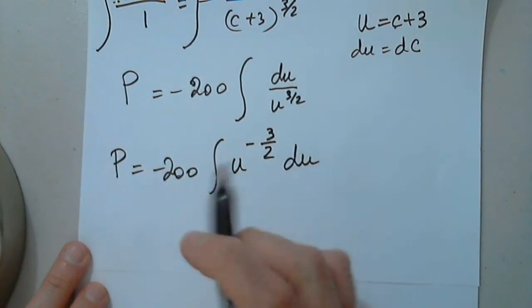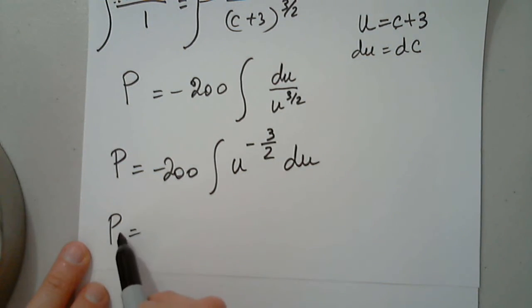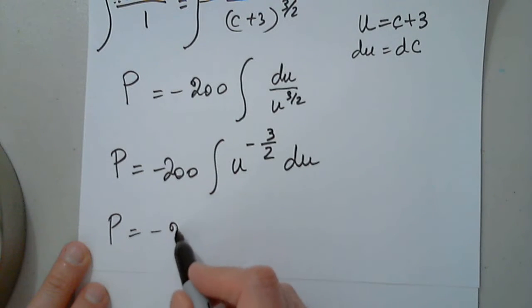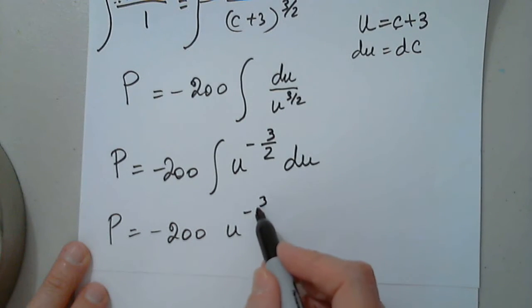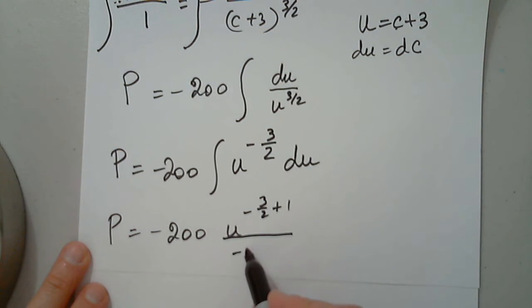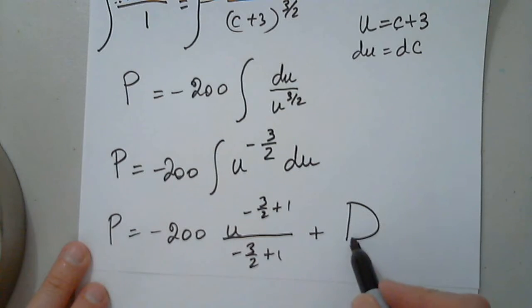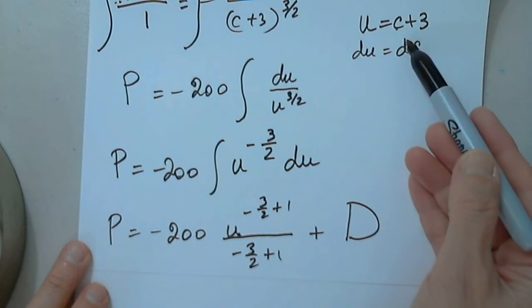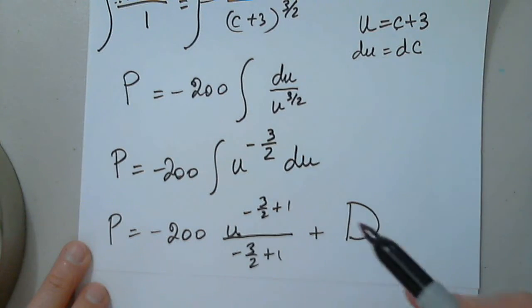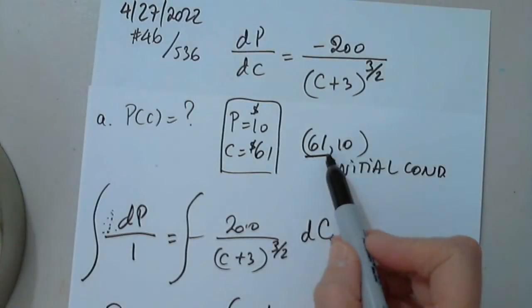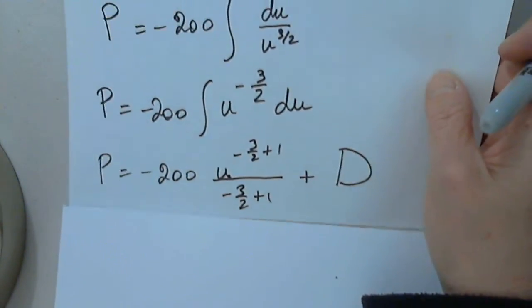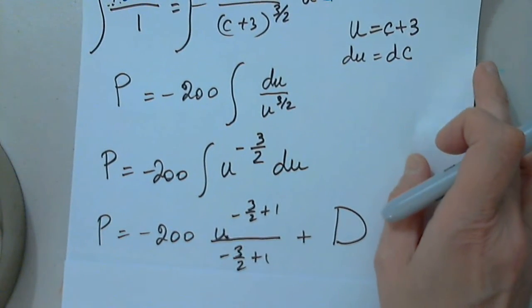Finally, I'm integrating this. So p equals, not yet in terms of c, because I'm not going to put the independent variable in yet. So u to negative 3/2 plus 1 over negative 3/2 plus 1, plus a constant d. I will flip this after I calculate. I will replace u by c plus 3, and I will determine the constant based on the initial condition. Now let's stop for a second and see if you have any questions.